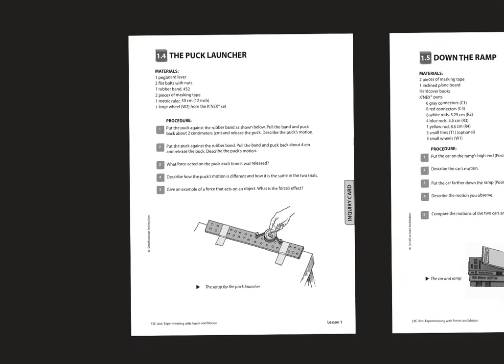All right, the next one is the puck launcher. So this is already set up on your tables. Again, if you're virtual, just watch along with the video. So on this one, you're going to make note of the motion of this Connects wheel when we pull a rubber band back 2 centimeters and when we pull it back 4 centimeters, and you're going to describe the differences between how the puck traveled.